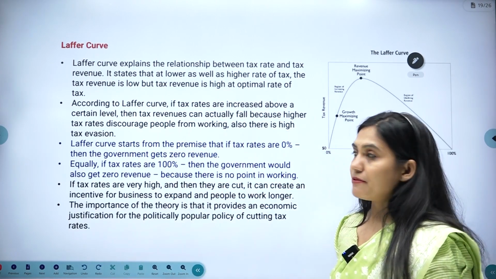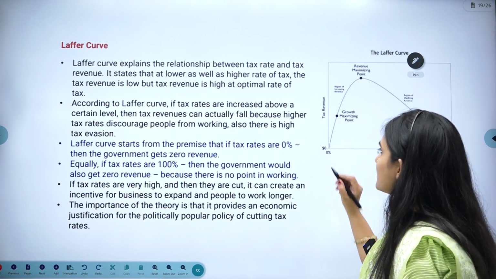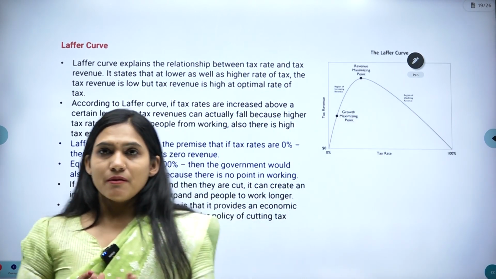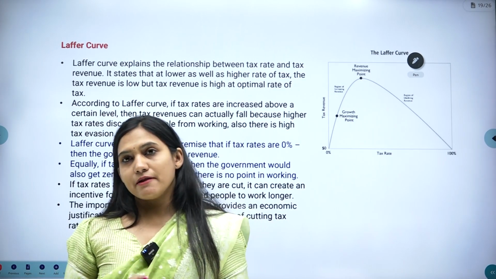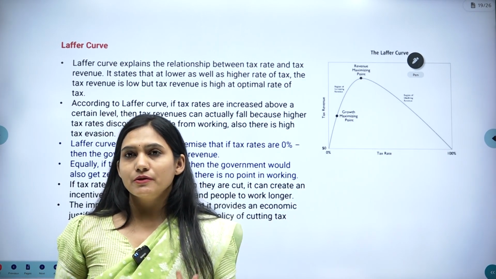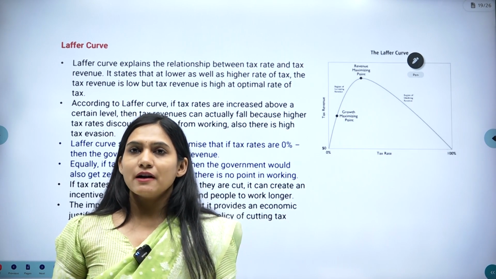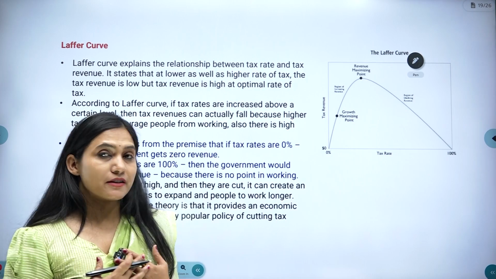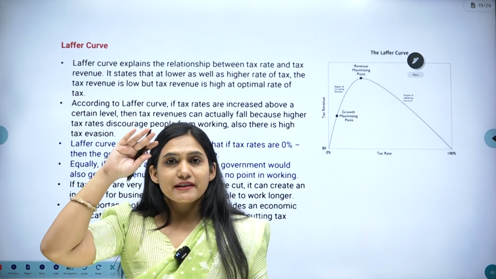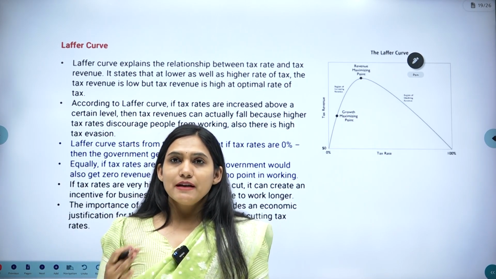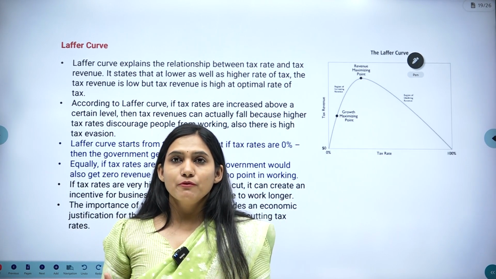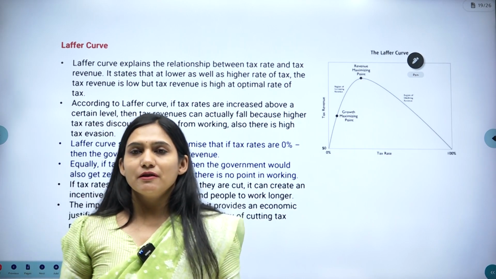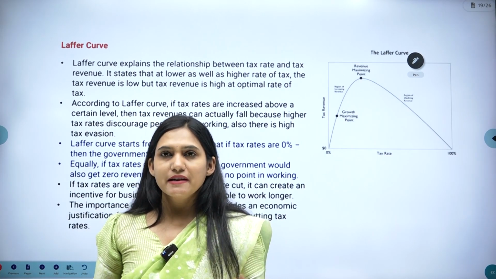Okay, then next is the Laffer curve. So the Laffer curve states the relation between tax revenue and tax rate. For example, if the government does not have money with it, should the government always increase the tax, and how much tax exactly should be increased? For example, if the government raises tax to 70%, will people have any motive to work? Because they will think that okay, my 70% income is going in paying taxes to the government.